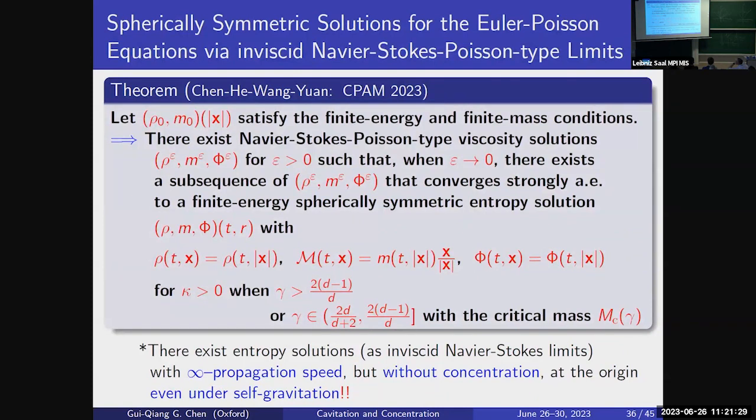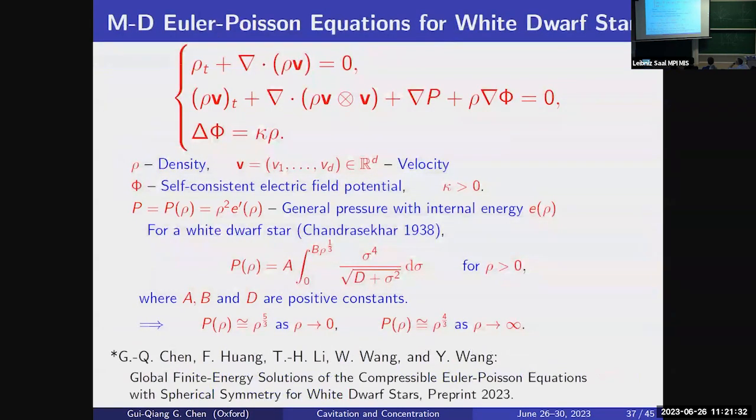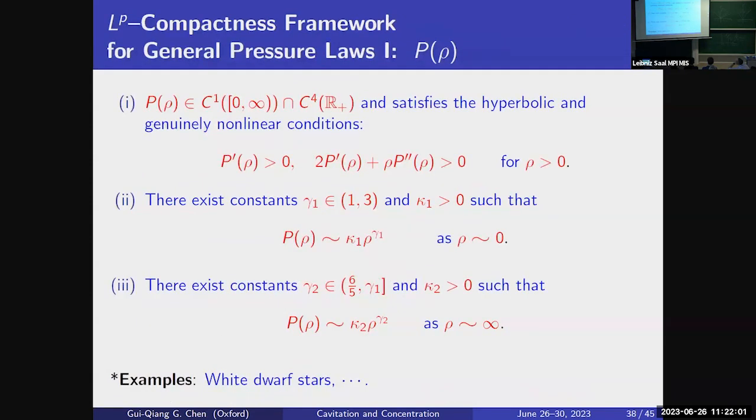Now there are other cases, where the pressure is not always a gamma law. There are different gamma laws near rho goes to zero and rho goes to infinity. This is typical of the white dwarf star. The pressure-density equation is of this form. The pressure as rho goes to zero is like 5/3, and as rho goes to infinity is 4/3. Different indices, not all the same. So you have to handle the more general pressure in our case. You can assume, of course, we still assume hyperbolicity away from vacuum, general nonlinearity, with asymptotic gamma 1 and gamma 2, which especially includes the white dwarf star.